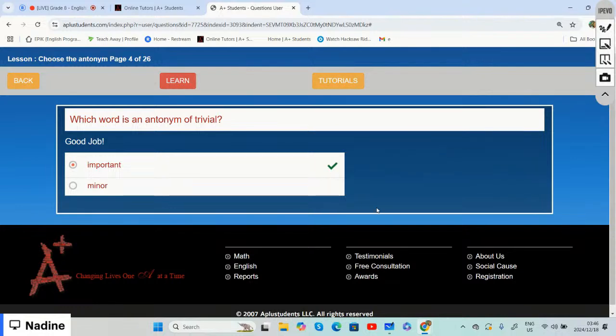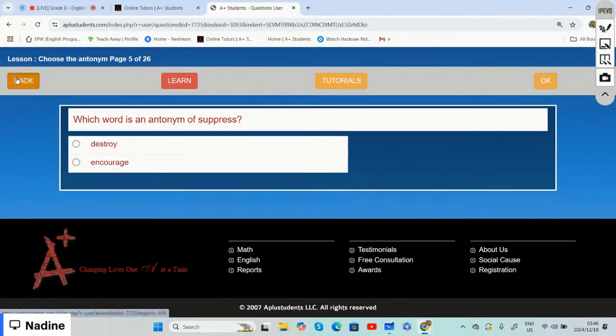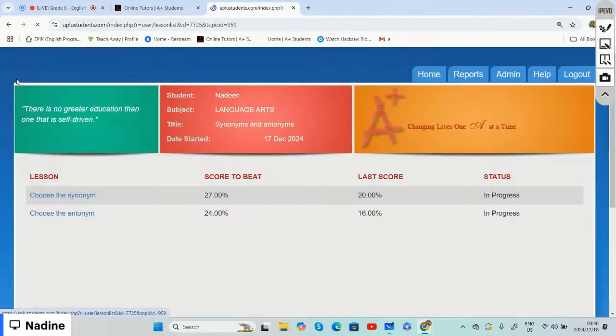All right, so that is the end of our lesson on synonyms and antonyms. We said synonyms are words with the same meaning or nearly the same meaning as the other word. And an antonym is a word with the opposite meaning of what the specific word means, right?